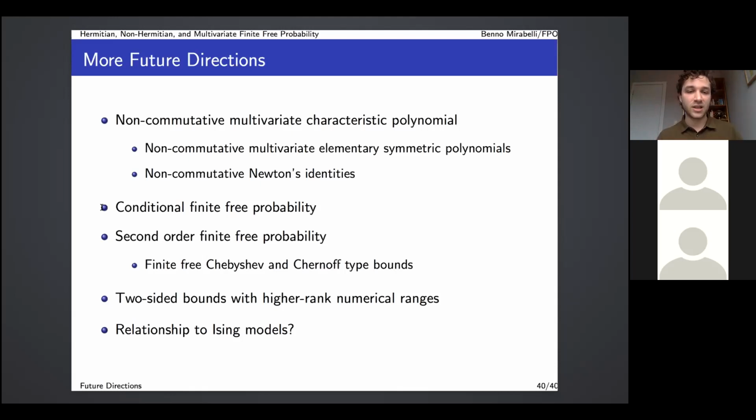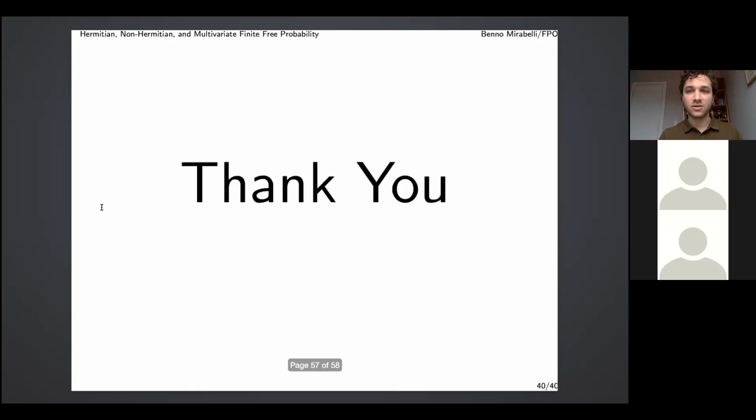And finally, this relationship to Ising models that we found with the multiplicative central limit theorem was kind of surprising. Maybe the algebraic structure of finite free probability could imply some sense of an algebra of Ising models. I'm not sure exactly what that means, but it was surprising, and I think it could be an interesting thing to do.